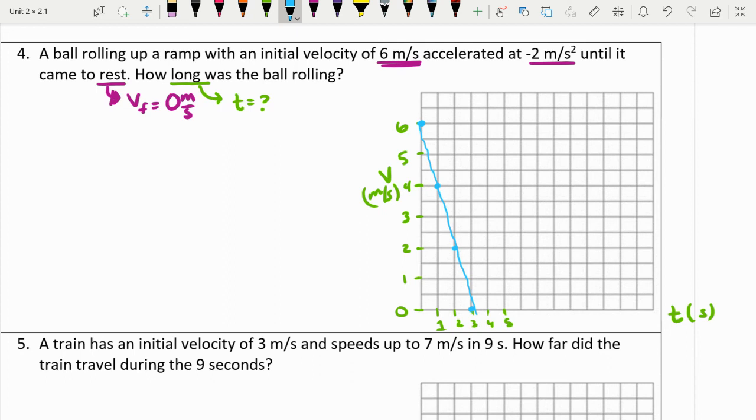So as this thing slows down, we will find that it gets to 0 meters per second at 3 seconds. So bam, without even doing a whole lot of really deep figuring, you did a whole lot of physics. That's really great. So we find that it comes to rest at a time of 3 seconds. Nice job, you guys.